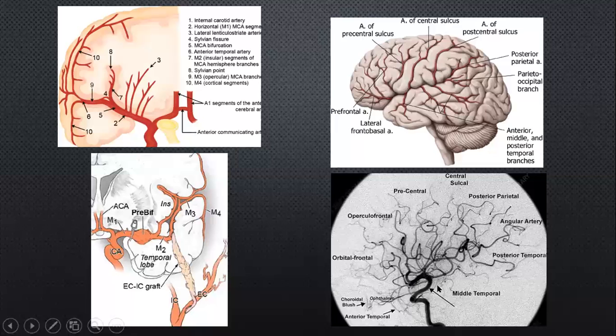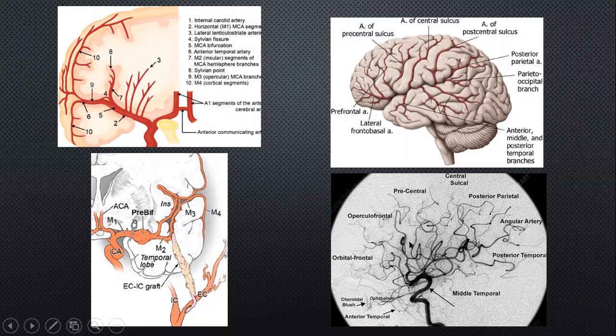And this is a DSA to mimic the slide here to show you the various branches of the MCA: the frontal branch, the operculofrontal branch, the precentral, the central, and the angular branch. And these kind of mimic the gyral anatomy itself. And if you try and look for this triangle, which is the Sylvian triangle, to understand the anatomy of the MCA, with the anterior most forming the orbital and the orbitofrontal, and the posterior most forming the posterior temporal and the angular branches.